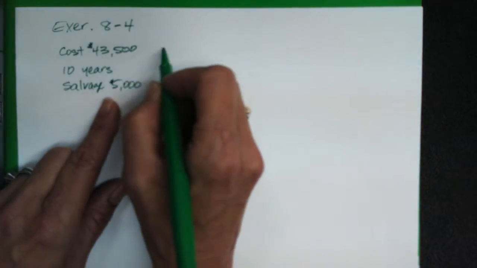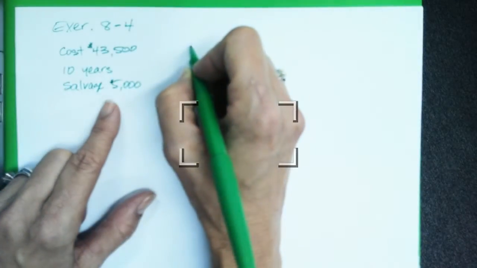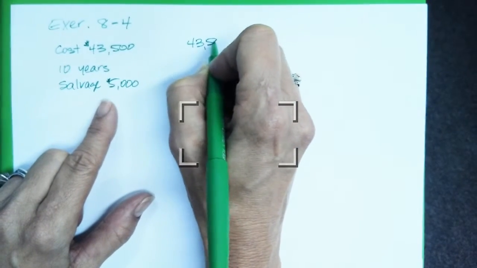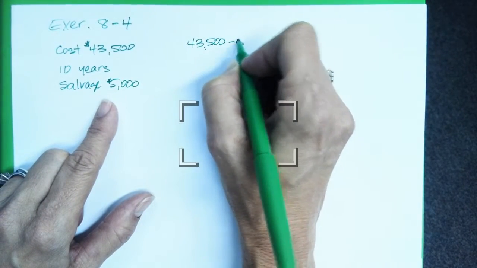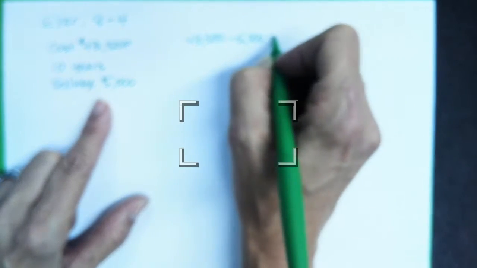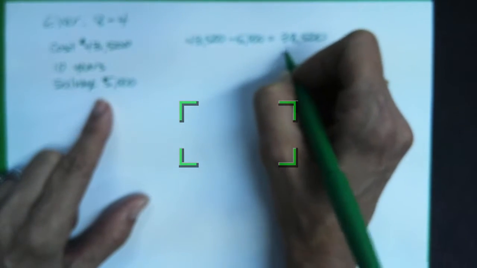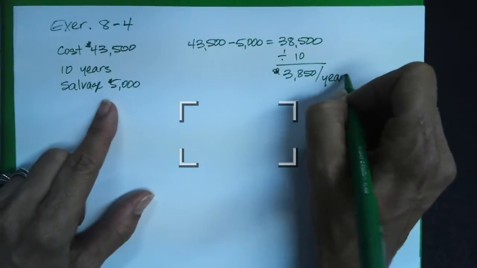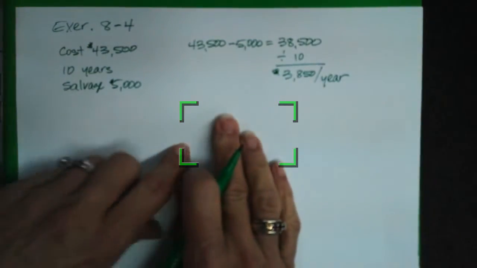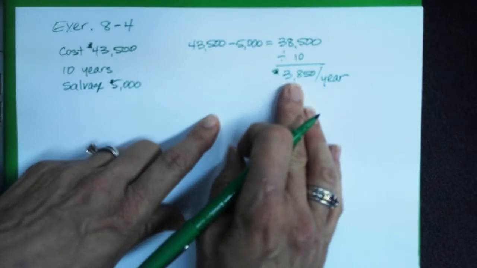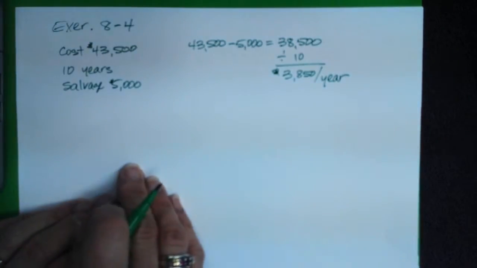Okay, so in this situation, my calculation is going to be $43,500 minus the $5,000 salvage value, which equals $38,500. Divided by 10 years is $3,850 per year. So that means per 12 months. So if we bought this in the middle of the year, we might just use half of that.